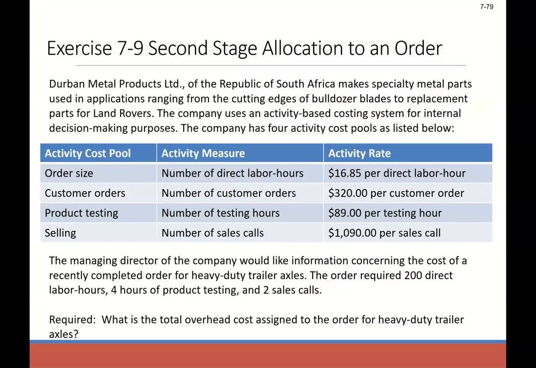If we look here at Durbin Metal, it makes specialty metal parts used in cutting metal from bulldozer blades to replacement parts of Land Rovers. They use an ABC system, and we see the activity pools, order size, customer order, product testing and selling, and how we measure it, and the rate. The managing director of the company would like information concerning the cost of a recently completed order for heavy-duty trailer axles. The order required 200 direct labor hours, 4 hours of product testing, and 2 sales calls. What is the total overhead cost assigned to the order for heavy-duty trailer axles?